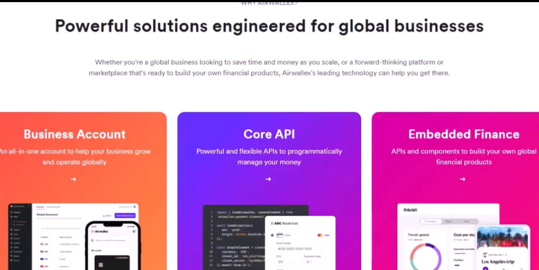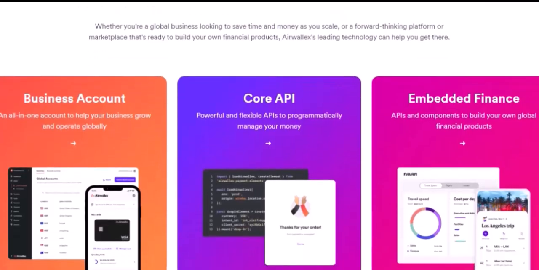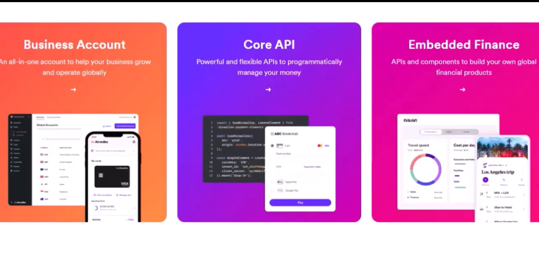Manage funds, view your transaction history, check your balances, and convert currencies as needed. Make payments, send money to suppliers or vendors in their preferred currency.